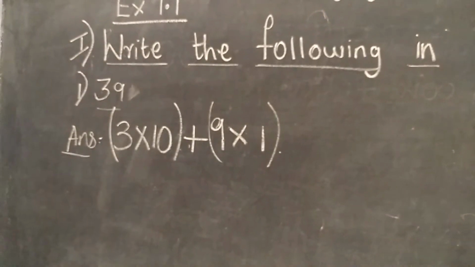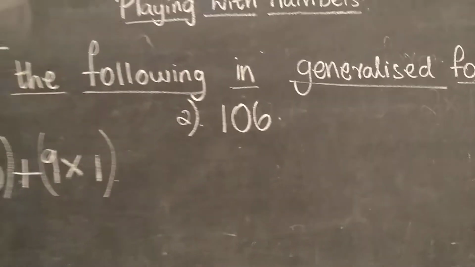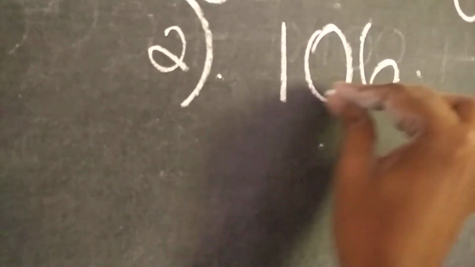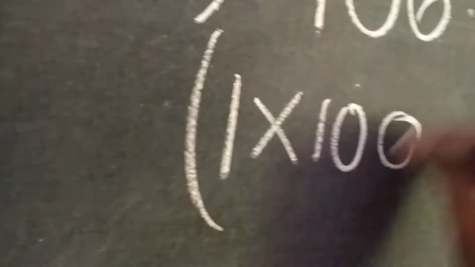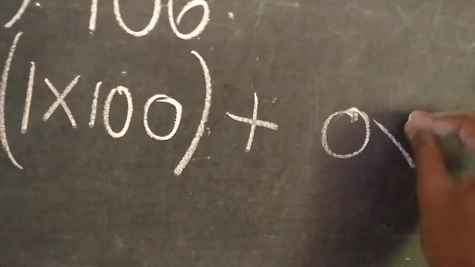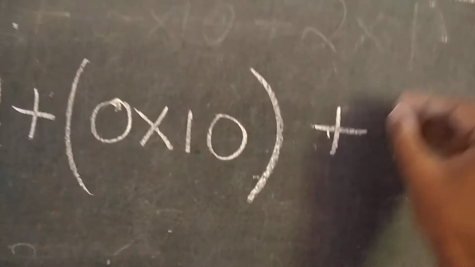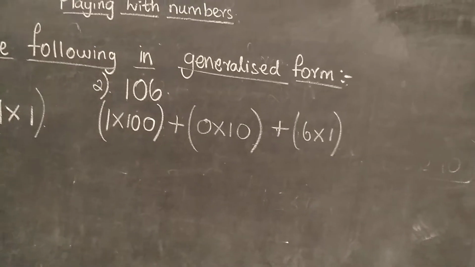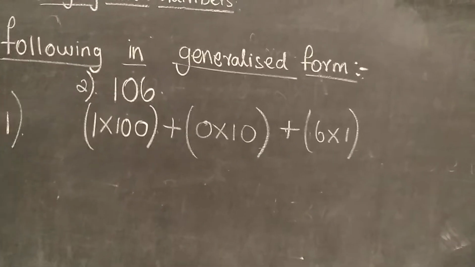Got it clear? So second one we have, 106. Again the question is same, write the following in generalized form. So 1 is in hundreds place, so I can write 1 into 100 plus 0 is in tens place, so I can write 0 into 10. 6 is in units place, so I can write 6 into 1. This is how I need to write the generalized form of the number 106.